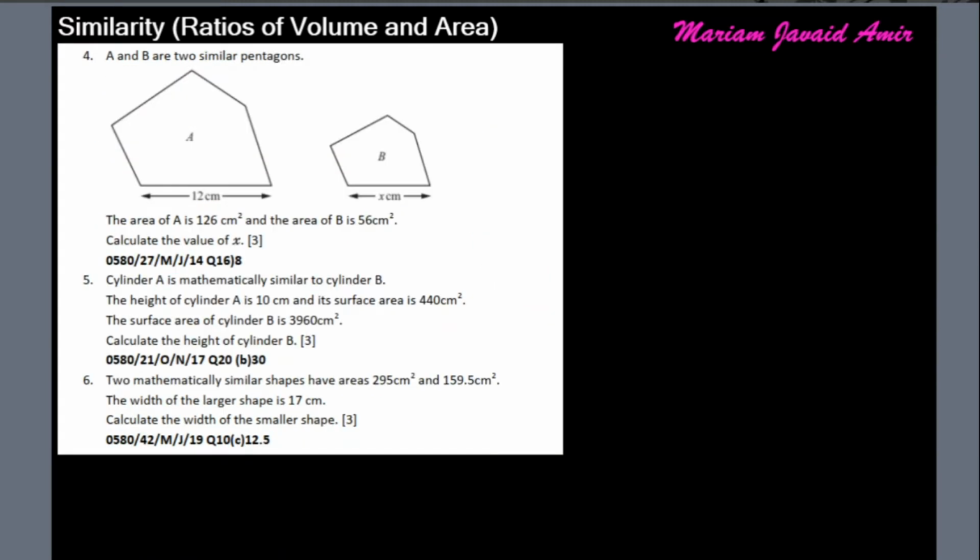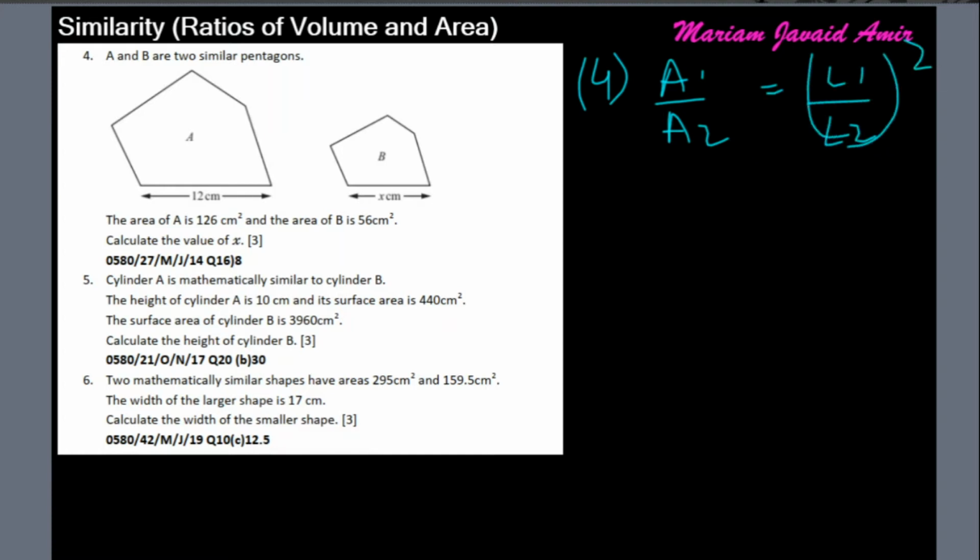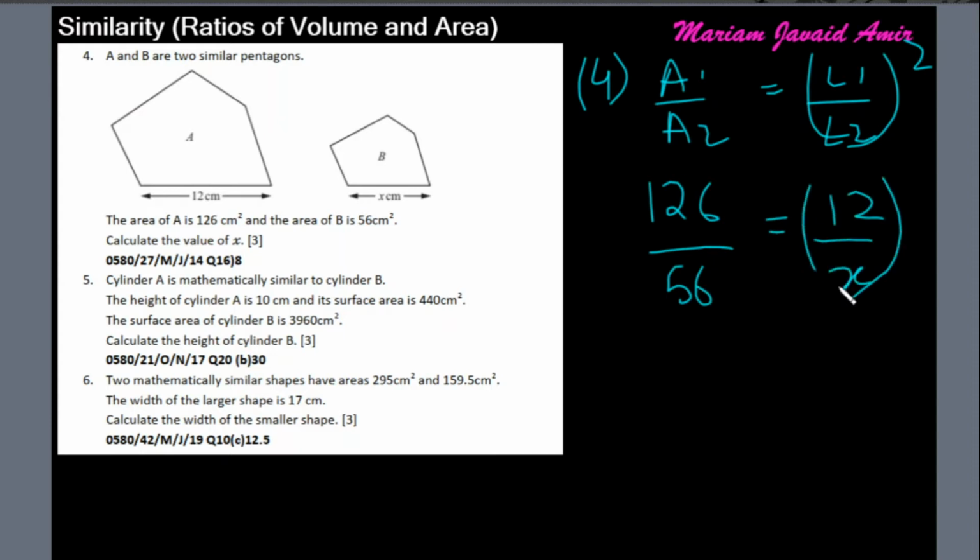Question number 4. A and B are two similar pentagons. The area of A is 126 centimeters square. The area of B is 56 centimeters square. Calculate the value of x. So we know the formula: A1 over A2 equals L1 over L2 whole square. Simply substitute the values. The first area is 126. The second area is 56. The first length is 12. The second corresponding length is x whole square.